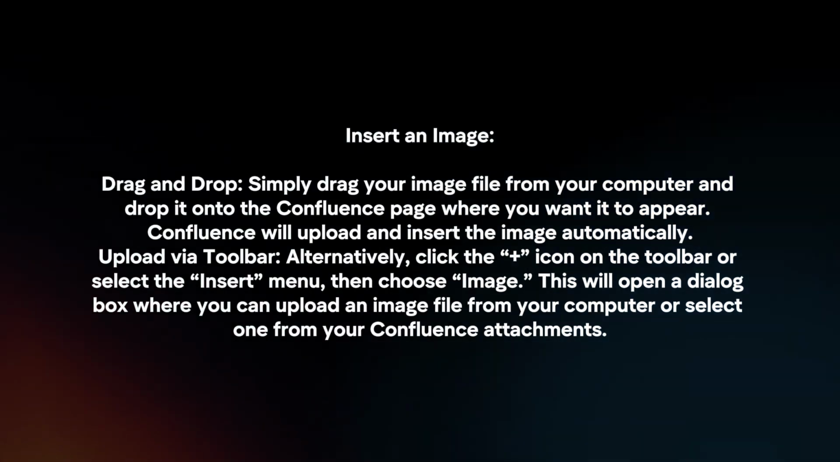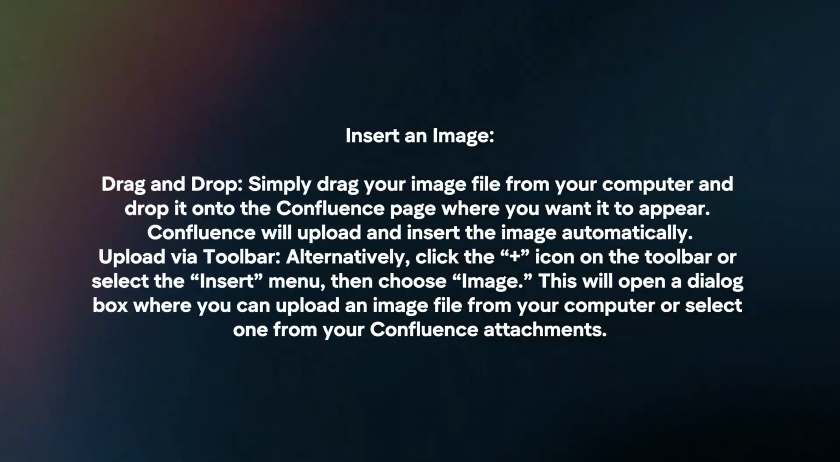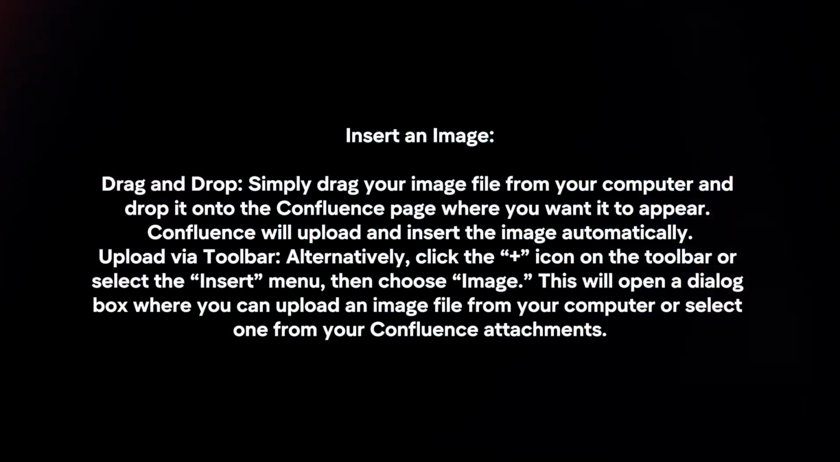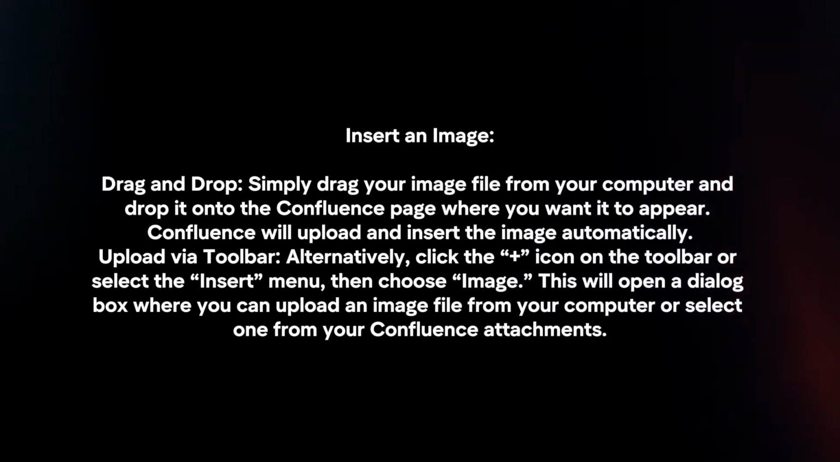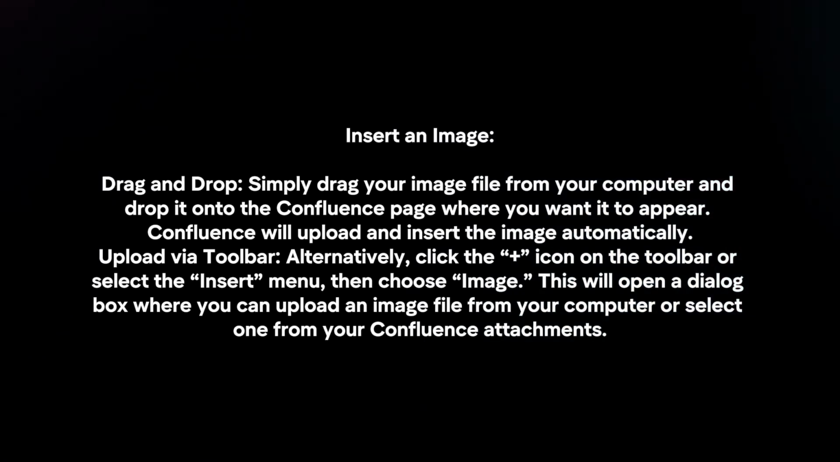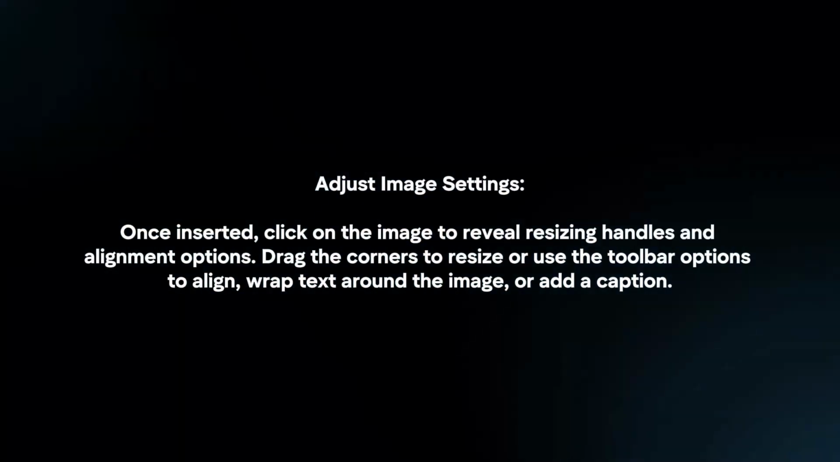Upload via toolbar. Alternatively, click the plus icon on the toolbar or select the insert menu, then choose image. This will open a dialog box where you can upload an image file from your computer or select one from your Confluence attachments. Adjust image settings.